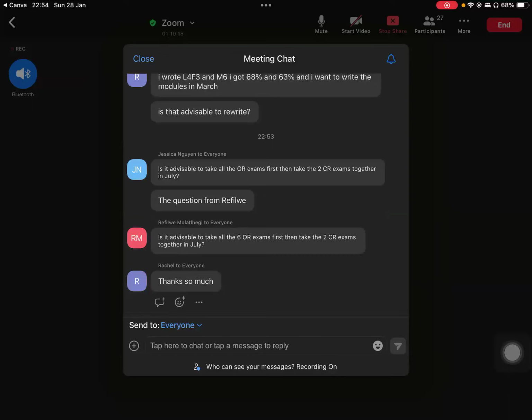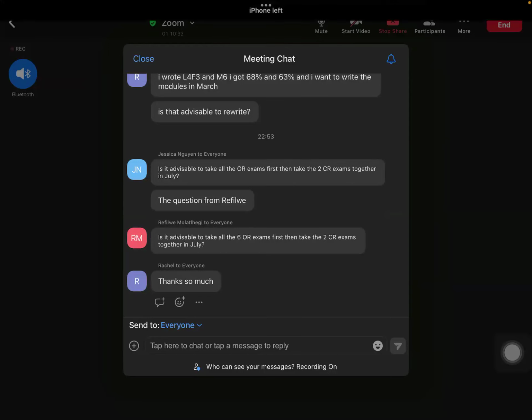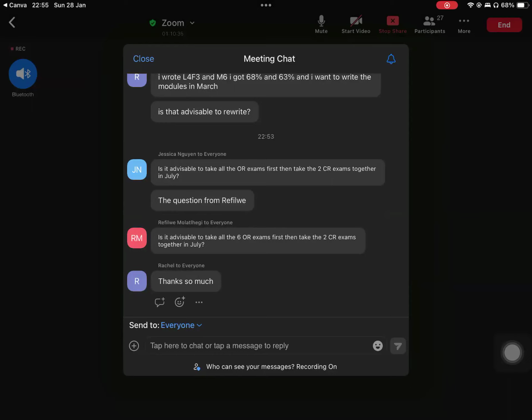From Briefway: is it advisable to take all 6 first, and then take 2 together in July? Okay, so 6 first, and yeah. I think that we have March, May, and July. I think that you may take 3, 3, 2. It means 3 in March, 3 in May, and 2 in July. 2 in July, that's good.